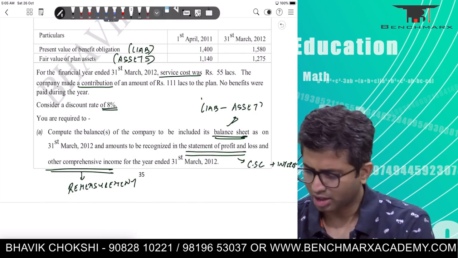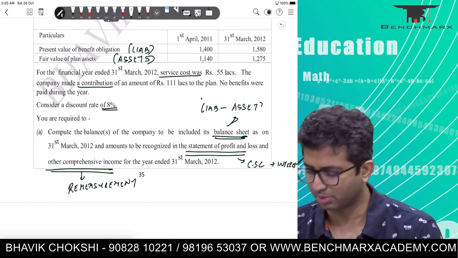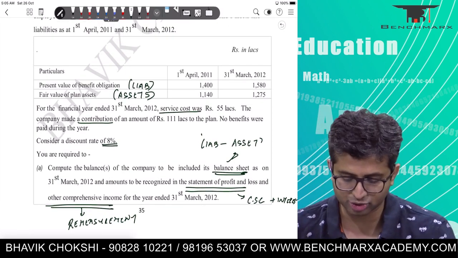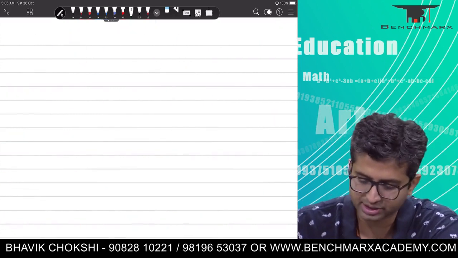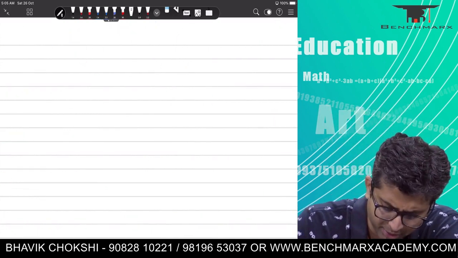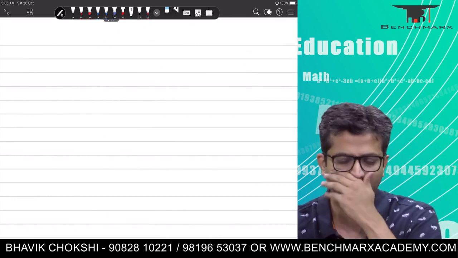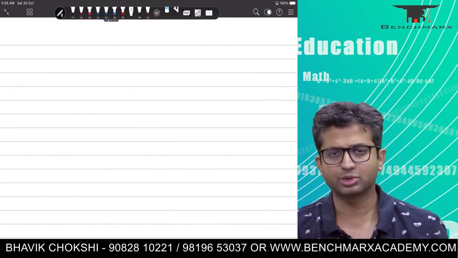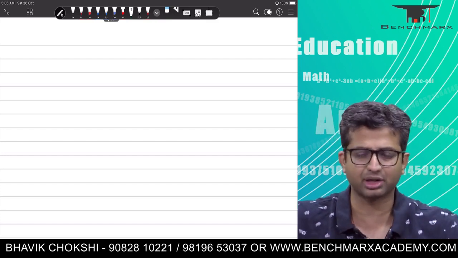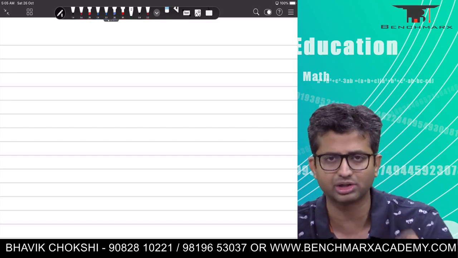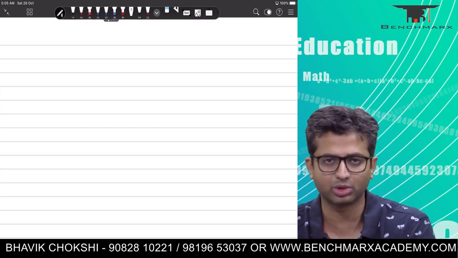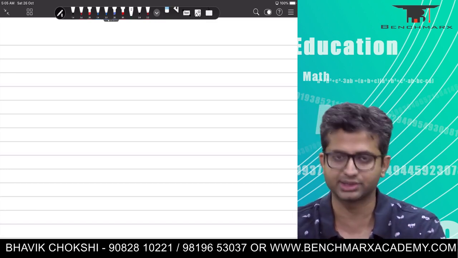Over here, we need to figure out the amount of items to be shown in the balance sheet, as well as in the P&L, as well as the statement of comprehensive income. We'll do it in a slightly different way than what the institute is doing. The institute does all the calculations directly on a net basis. I prefer to do it separately, and then while presenting it in the balance sheet, directly net it off. We'll just look at our presentation difference with the institute as well, though our final solution remains exactly the same.